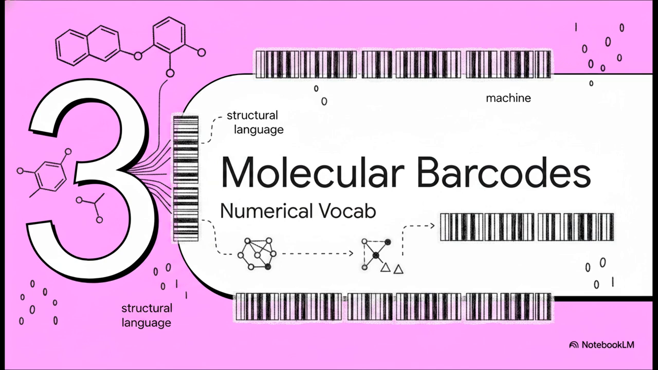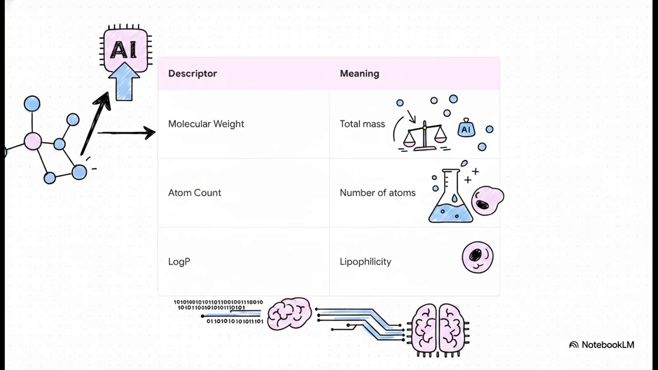All right, so we've got our structural language down. Let's move to section 3, descriptors and molecular barcodes. This is how we build out the machine's numerical vocabulary. Because here's the thing, even if you give an AI a neat SMILES string or a complex graph, underneath the hood, that machine learning model still needs to chew on cold, hard numbers.